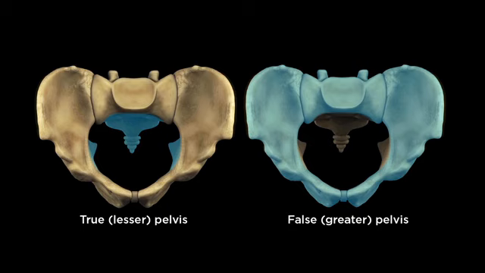The true pelvis is the region below the pelvic brim in which pelvic organs are housed. By size, it's also called the lesser pelvis. The false or greater pelvis is the more open area above the pelvic brim, where our lower abdominal organs sit between the ilia.